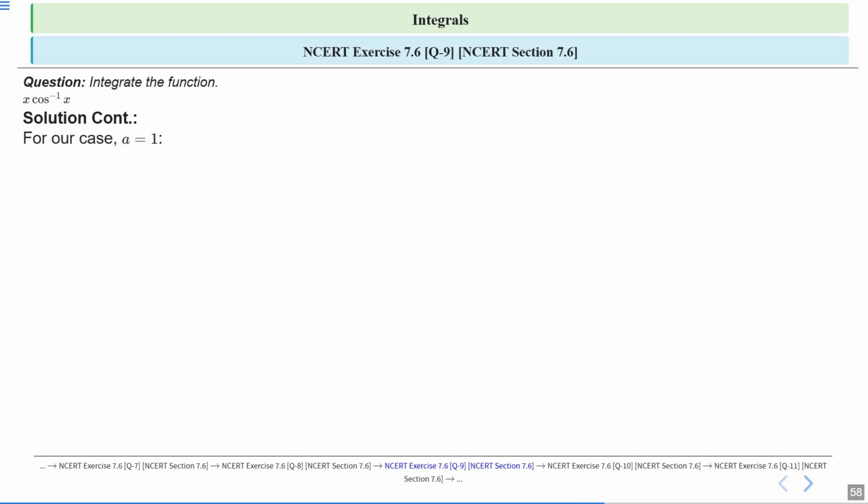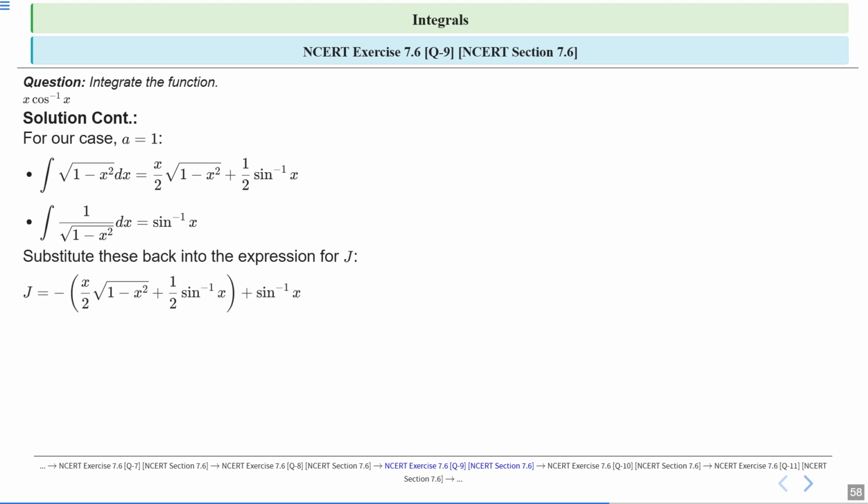Now for our case, the value of a is 1. So just put a equal to 1 in the standard integral formulas. We get the integral of root under 1 minus x square, that is x by 2 root under 1 minus x square plus 1 by 2 sin⁻¹x. And integration of 1 by root under 1 minus x square, that is sin⁻¹x. Substitute this back into the expression for J. The value of J is minus x by 2 root under 1 minus x square plus 1 by 2 sin⁻¹x plus sin⁻¹x. Simplify it, we get minus x by 2 root under 1 minus x square plus 1 by 2 sin⁻¹x.